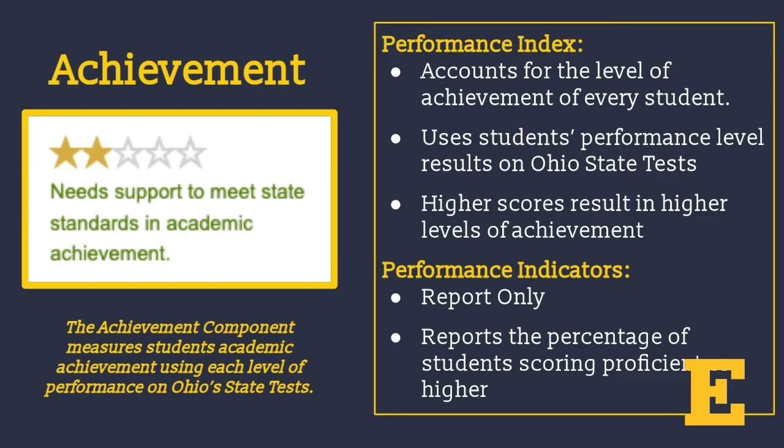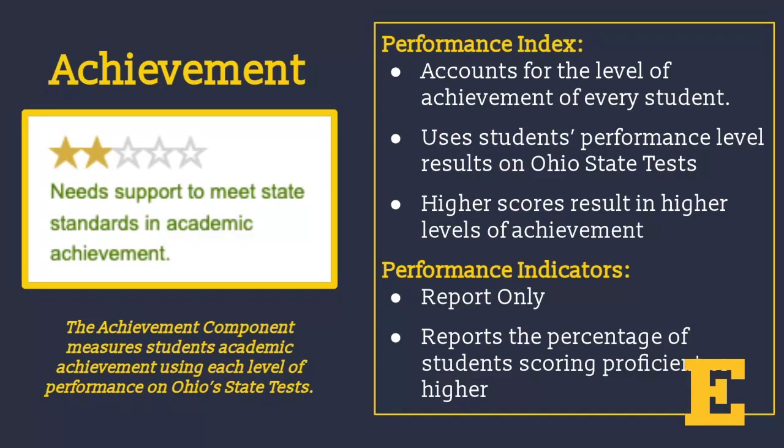Okay, then progress, as we have trended in progress, we've scored well in progress over the years. That progress is what will eventually lead to achievement, which is the next component we're going to talk about. So the achievement component measures student academic achievement using each level of performance on the Ohio State tests. There are 2 measures that make up this component. There's performance index and performance indicators.